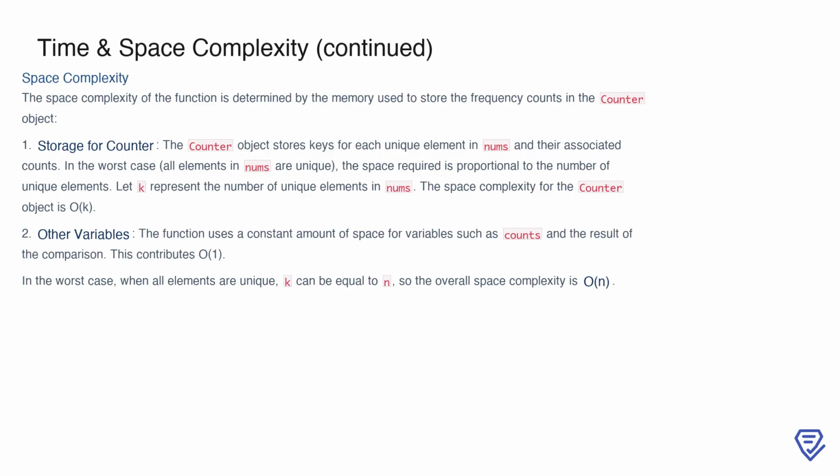Additionally, the function uses a constant amount of space for variables like counts and the result of the comparison, which contributes O(1). In the worst case, when every element in the array is unique, k becomes equal to n, making the overall space complexity O(n).